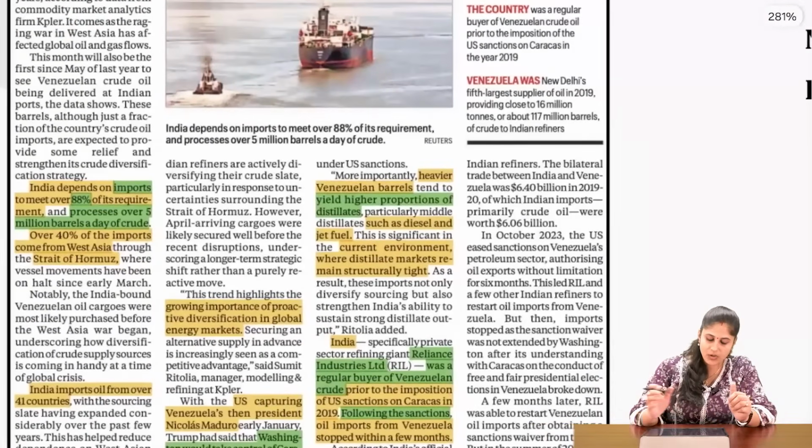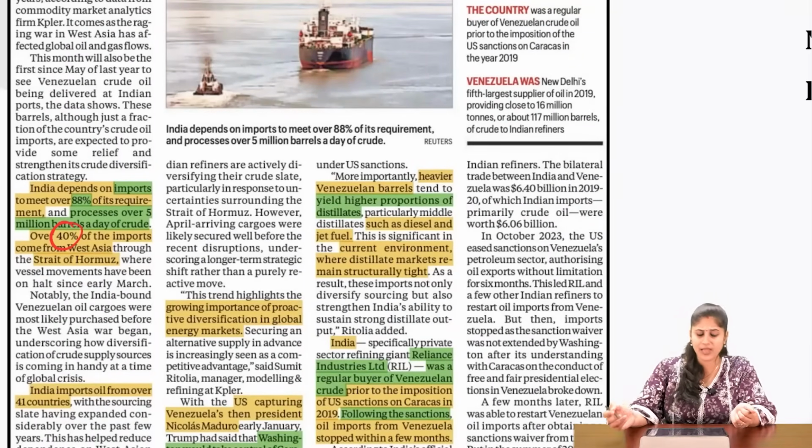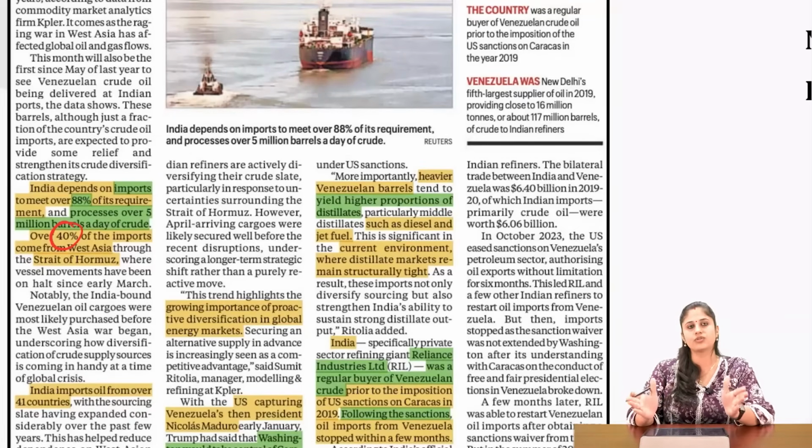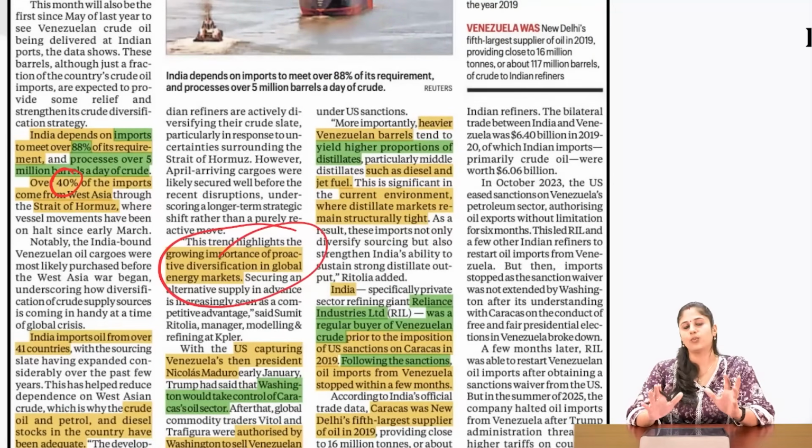When it comes to India, we all know that more than 80% of our crude oil demand is met by imports, and 40% of that used to come from West Asia. But since the Strait of Hormuz is blocked and the West Asian crisis is still continuing, to ensure an adequate stock of crude oil, petroleum, diesel and so on, we have purchased this huge volume of crude oil from Venezuela. And this West Asian crisis has told us why it is important to ensure diversification when it comes to your supply chains.